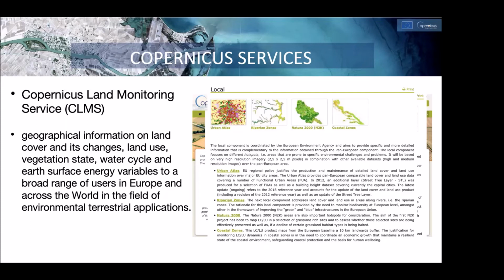So these are very local data sets again. I'm not sure if you know Natura 2000. This is again, what does it say here? Sorry.